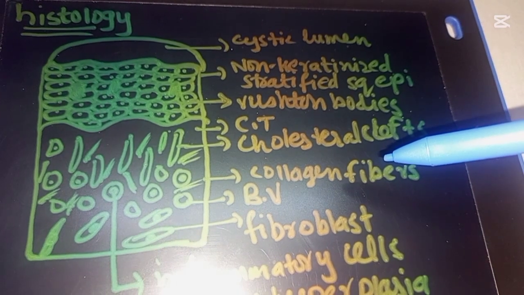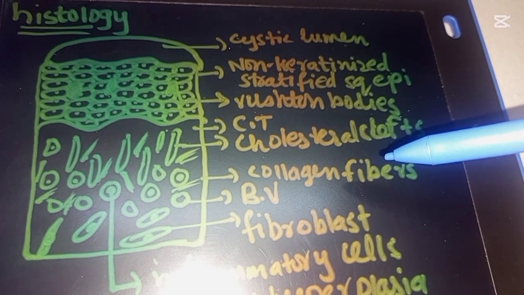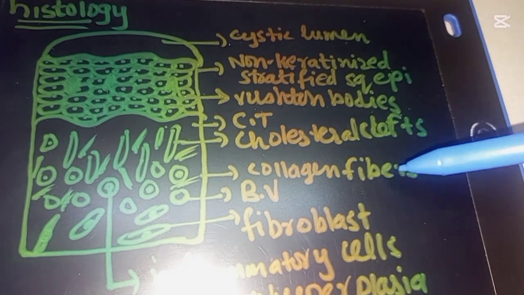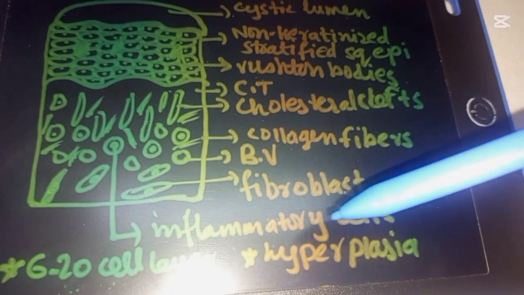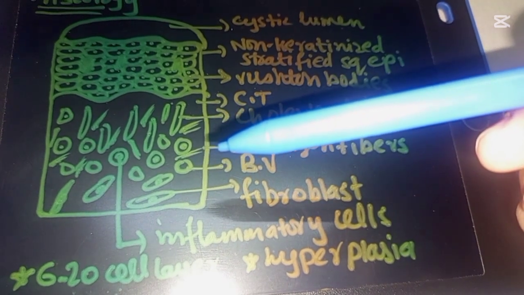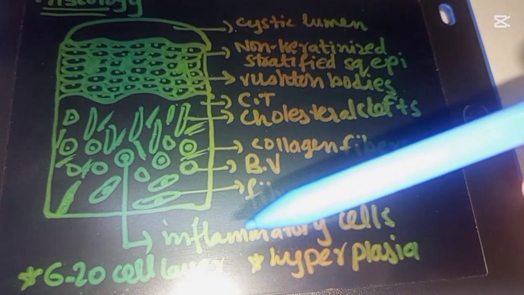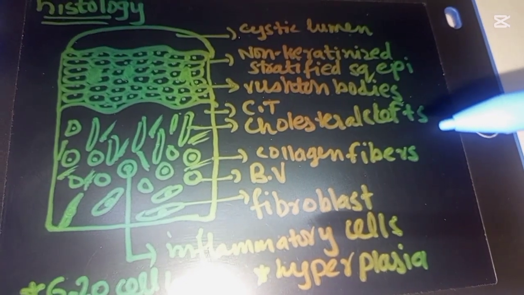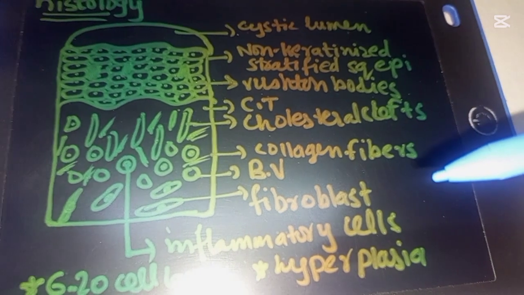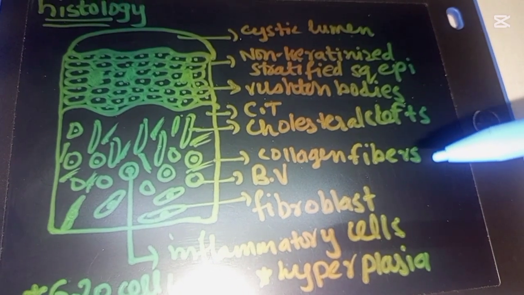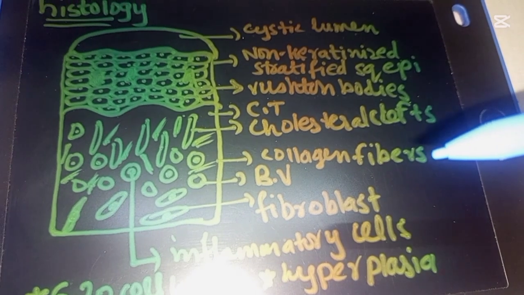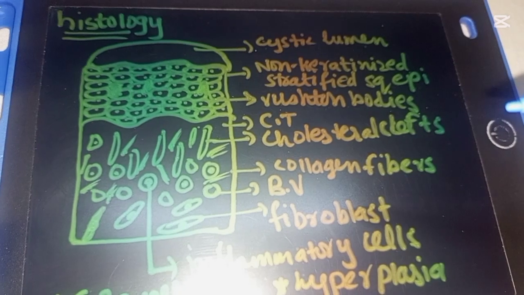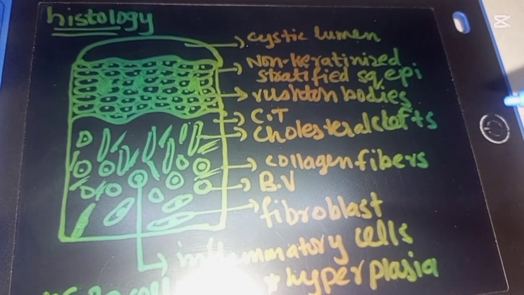Basically, they are present in the connective tissue. Then we have metaplasia of the epithelial lining, so they have respiratory epithelium, which is pseudostratified ciliated columnar epithelium. Then we have collagen fibers, blood vessels, fibroblasts, and inflammatory cells, which include plasma cells, lymphocytes, neutrophils, etc. Then we have a 6 to 20 cell layer and hyperplasia can be seen in it, which is a prominent feature in the anastomosing cords of the epithelium. Then we have Russell bodies, which are plasma cells surrounded by it.